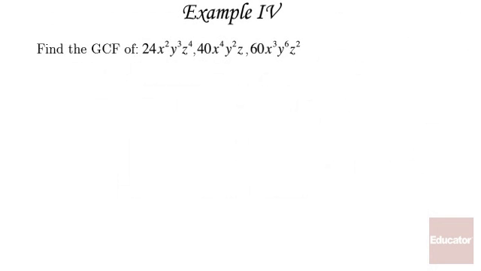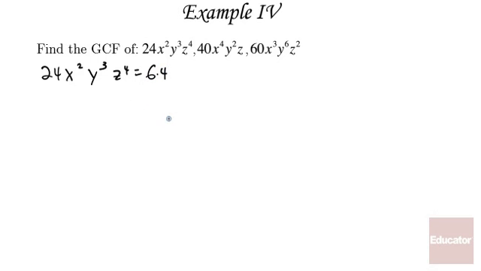Finally, I'm going to find the greatest common factor of 3 monomials. Again, the approach is to put each in factored form, find the common factors, and then find their product. Okay, so I'm starting out with 24 x squared y cubed z to the 4th. First, working on the 24.